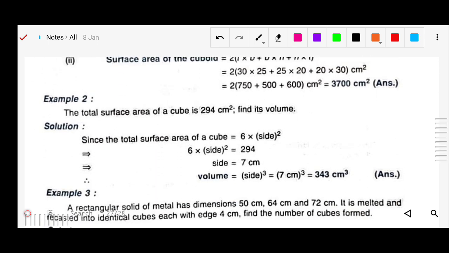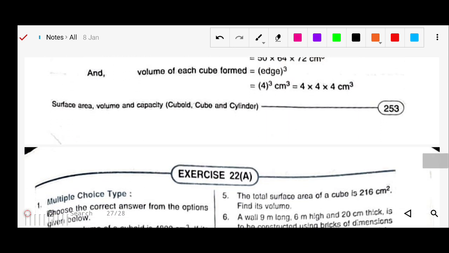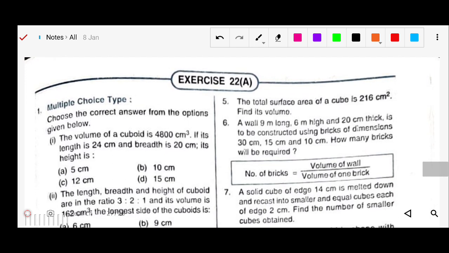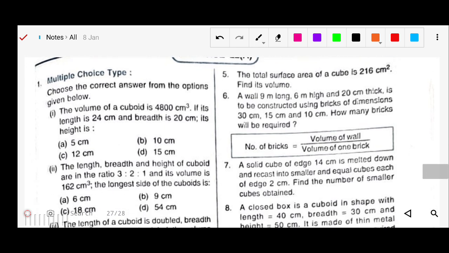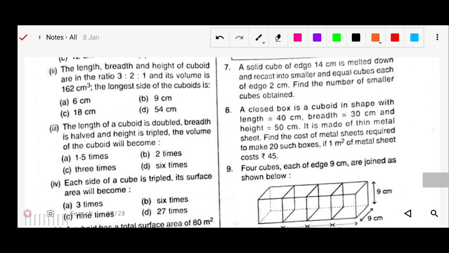Like here the total surface area is given. So for total surface area, which kind of shape is this? This is a cube. So its formula is 6 into side square. We'll put in the value and we'll get the answer. I have already forwarded you the solution. I hope you have done this exercise 22A. This is all based on this only. These are all the formulas, and its solution I have already forwarded.